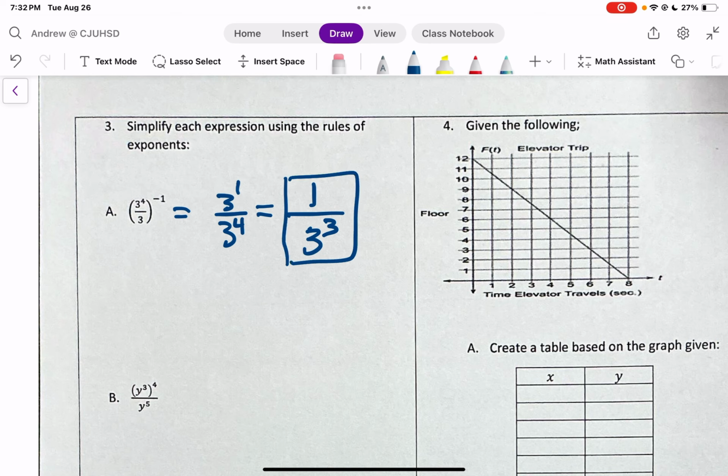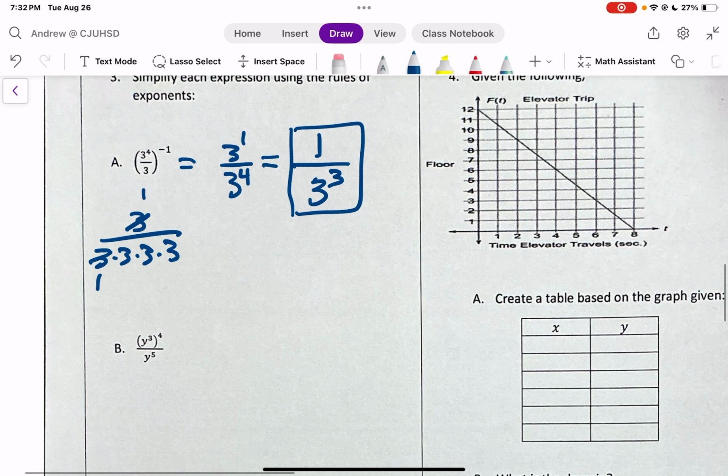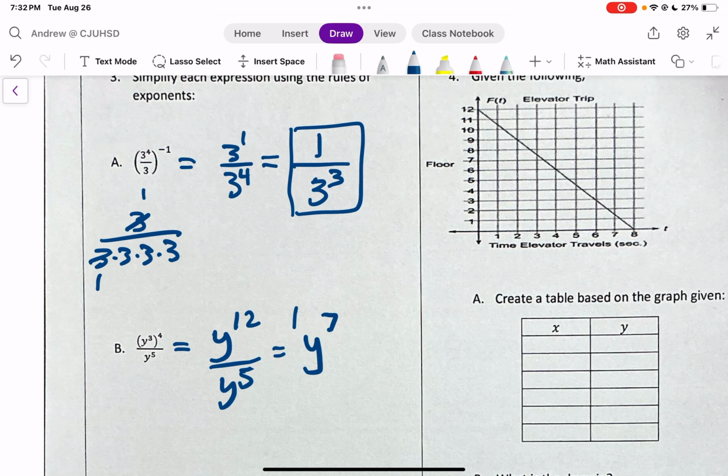And if you're stuck, just write it out the long way. 1, 2, 3, 4. And then you see it starts canceling. And that's it. So then there's 3 3s on the bottom and 1 on top. For b, I can take y to the 3 times 4, 12th power, over y to the 5th. 12 minus 5 is going to be 7. You're going to subtract exponents there.